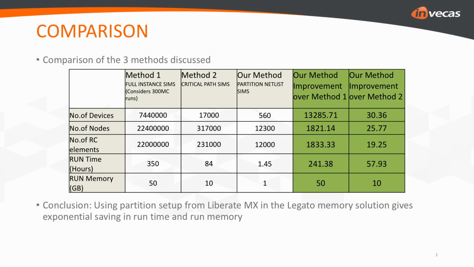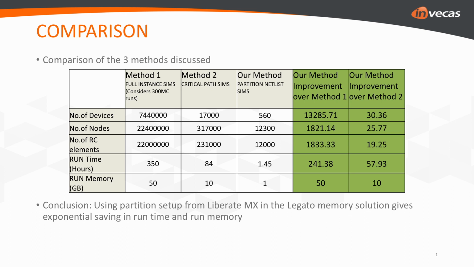With our approach, compared to method one and method two which I talked about before, we get an exponential performance gain of several orders of magnitude. In method one, the number of devices was on the order of several millions, and the nodes and RC elements were also several millions. It used to take multiple days, more than 10-15 days, just to get 300 Monte Carlo simulations. In the second method, a critical path modeling simulation, the netlist size is several thousands, and the RC elements are also several thousands. Even then, the Monte Carlo simulation takes around 84 hours, which is around 3 to 4 days.